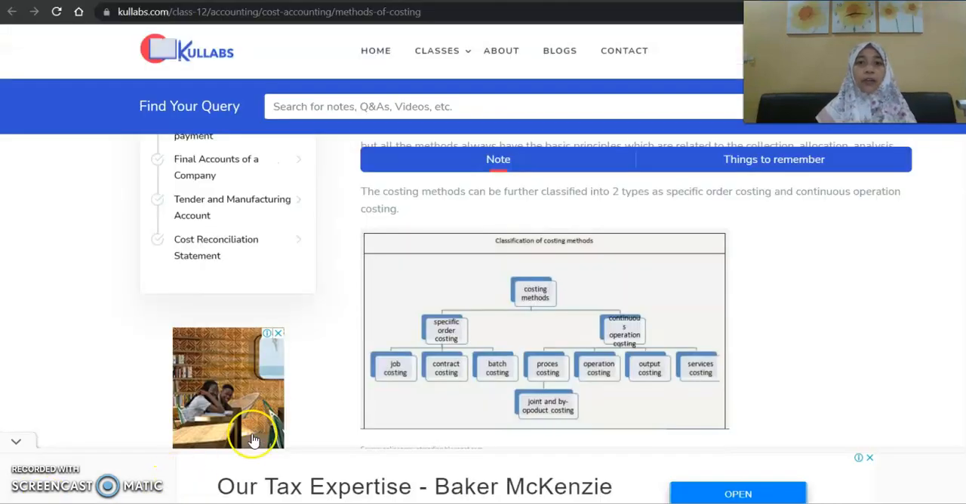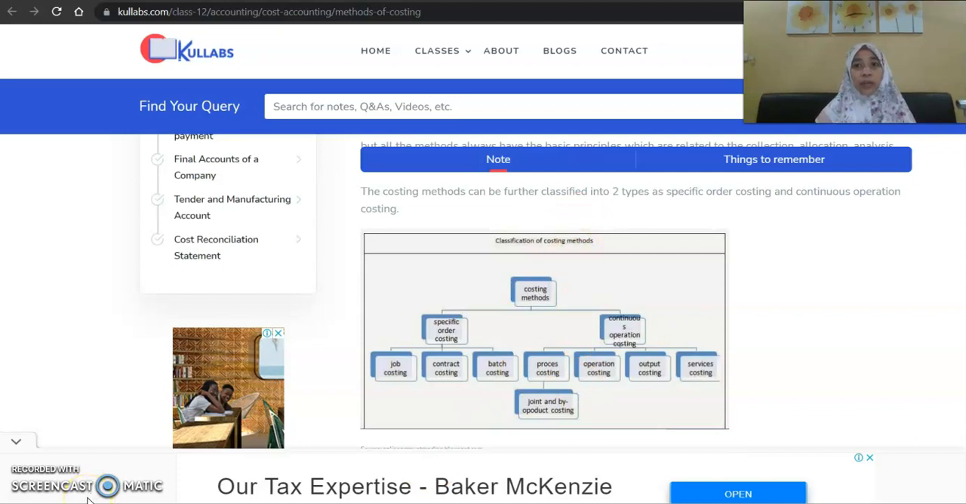So if you are looking at the costing methods just now, once you have finished with your specific order costing, you have looked into your job costing, batch costing, and contract costing, you move into your continuous operation costing. So under continuous operation costing, you look into process costing. So what is basically continuous operation costing? Whereby the production undergoes a continuous series of processes.